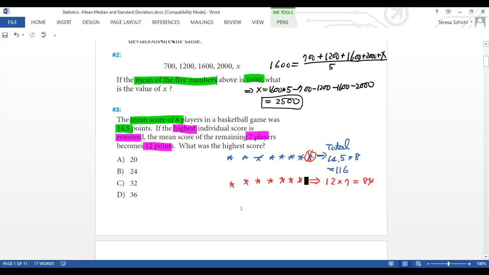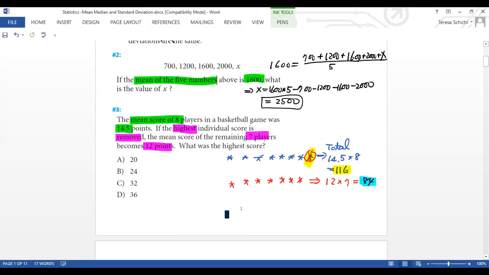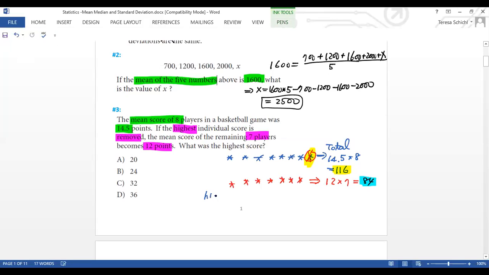This 84 is the total without this number. With this number, the total is 116, and without this number, the total is 84. So the highest score I removed is 116 minus 84, which is 32. So that's part C. That's why I said the mean problem is one of the most common types of problems. If you draw the picture out, I think you will get it.